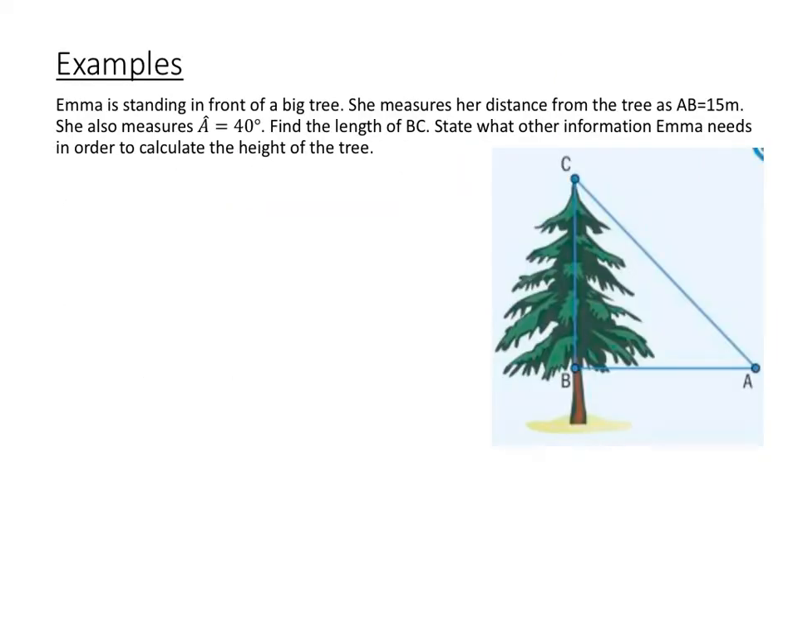Emma is standing in front of a big tree. She measures her distance from the tree as AB is 15 meters. She measures angle A to be 40 degrees. We call that her angle of inclination. Find the length of BC and state what other information Emma needs in order to calculate the height of her tree. So go ahead and pause the video and try this one.